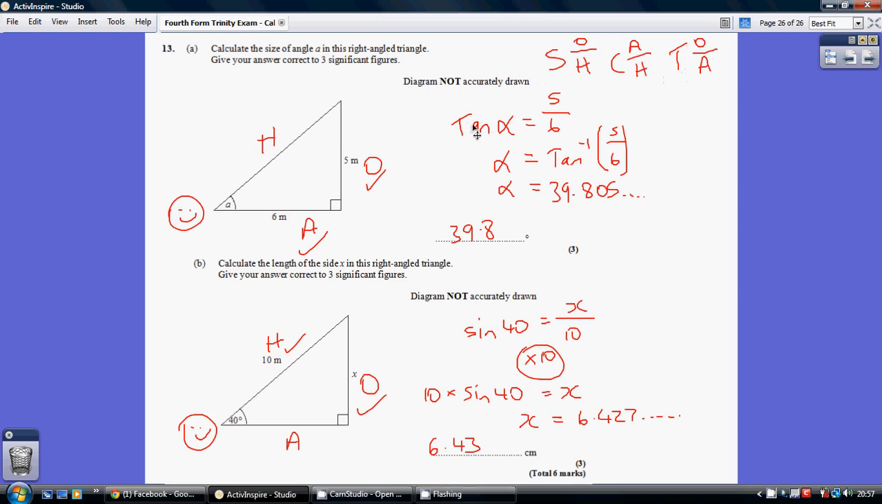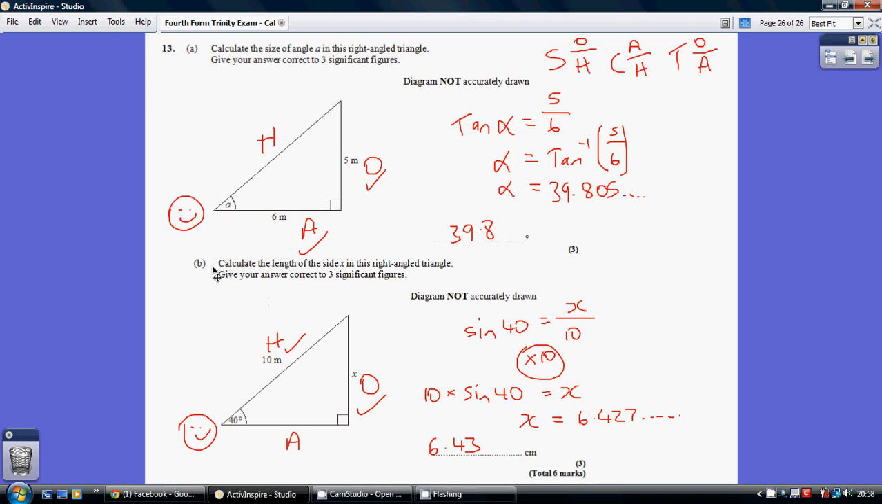Now, after your decision on sin, cos, or tan, always what comes next is the angle. Now, on this occasion, the angle is unknown, so tan alpha equals our opposite side, which is 5, divided by our adjacent side, which is 6. So tan alpha equals 5 over 6. We want to get alpha on its own, so how do we undo this tan? We do the opposite operation, which is inverse tan. So alpha equals inverse tan 5 over 6. Popping that into our calculator, we get this, which is 39.8 to 3 sig figs.